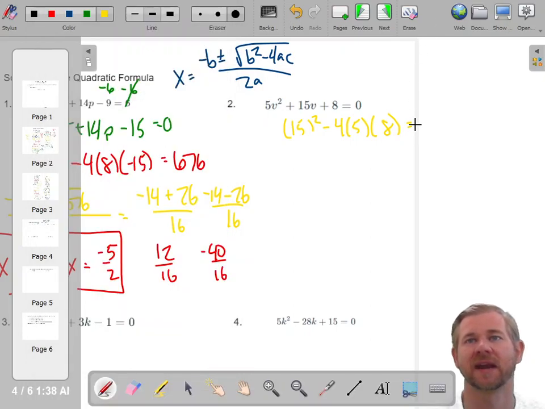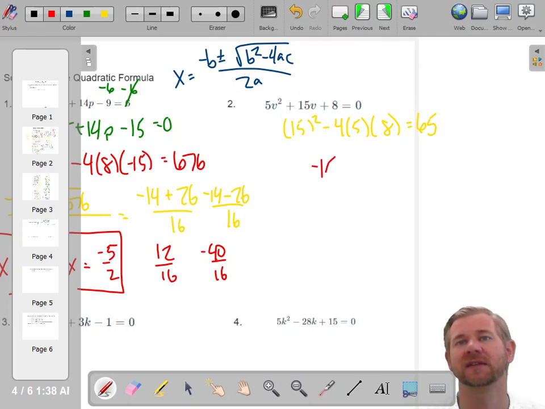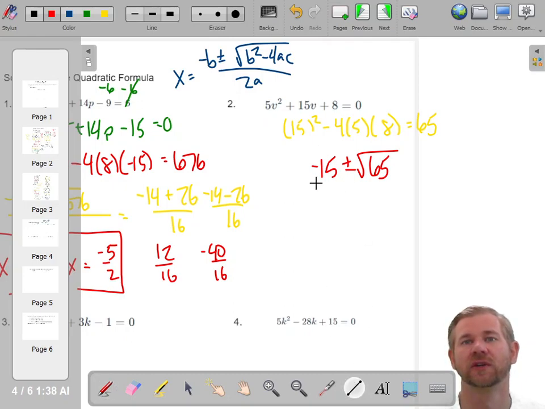65. Well, that's not a nice number. So this one's not going to be a lot more work past setting it up. The opposite of b, the opposite of positive 15 is negative 15. Square root of 65 over 2a. 2 times 5 is 10.